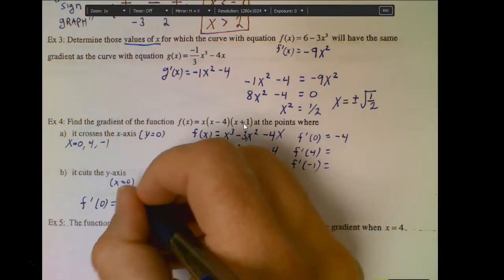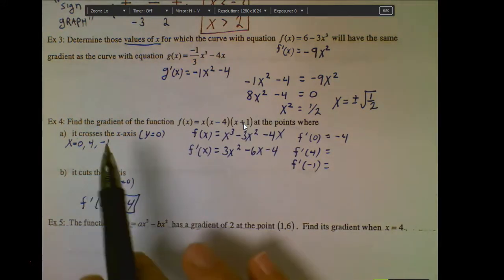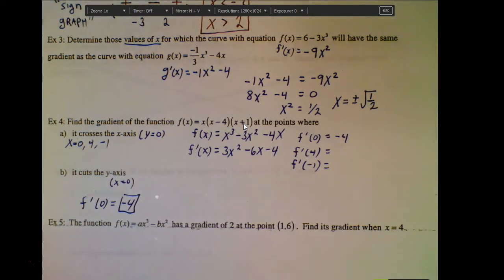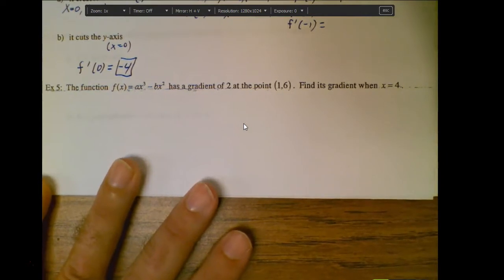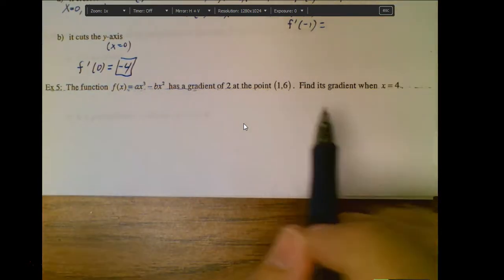So that's what they were looking for on that one. A lot of this just has to do with interpreting what the problem tells you to move forward. Last one, example 5. This function has a gradient of 2. They give us a point. Find its gradient when x equals 4.